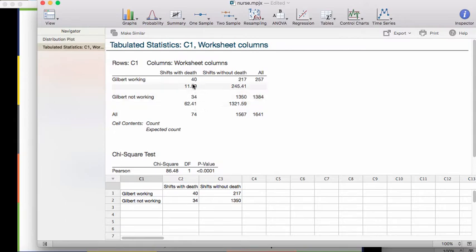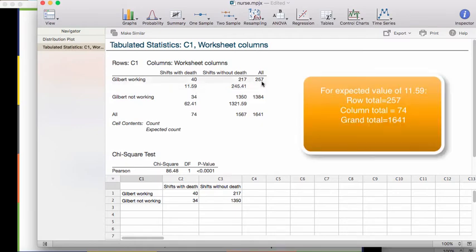If you're wondering how these expected values are determined, let's say we wanted to figure out how the 11.59 was determined. If you're trying to find the expected value of any cell, you first take the row total, which in this case is 257, and then you multiply that by the column total that the cell is in, which in this case is 74. You multiply the 257 and the 74 together. Once you have the product, you divide it by the sum of all frequencies, which in this case is 1,641. And that's how you get 11.59.